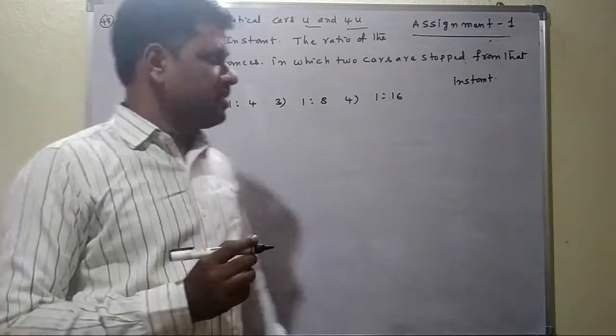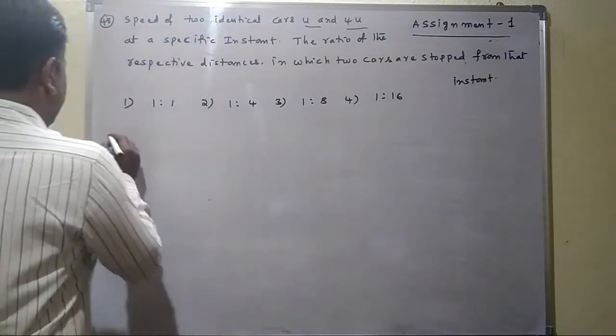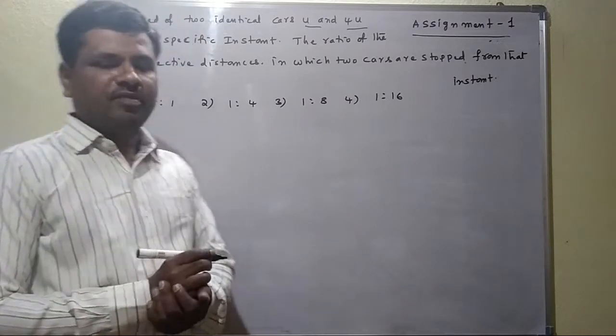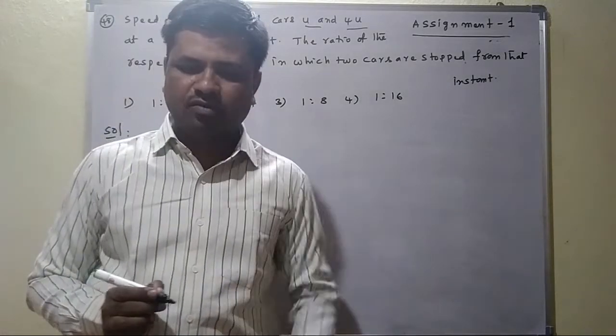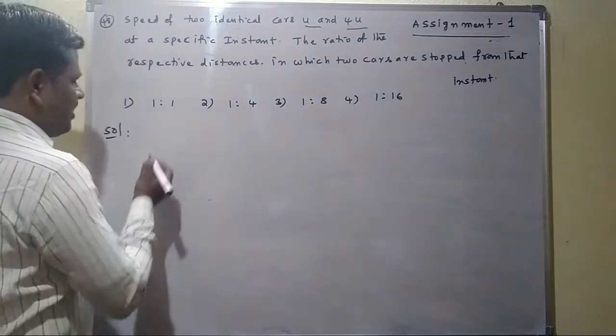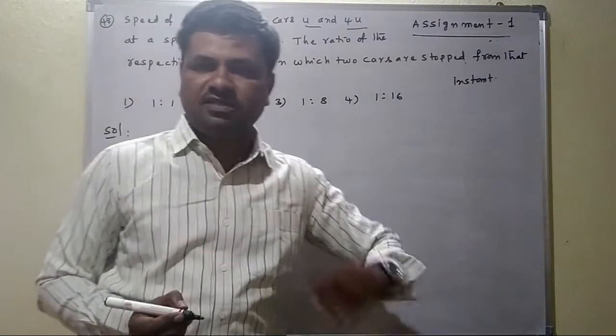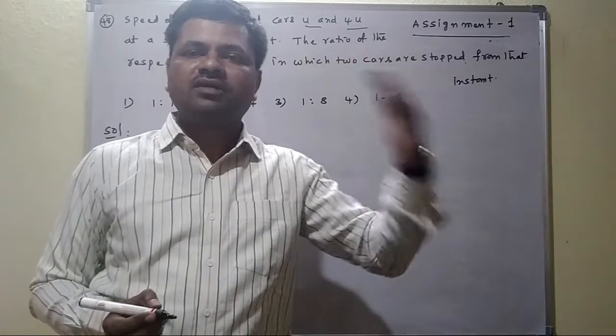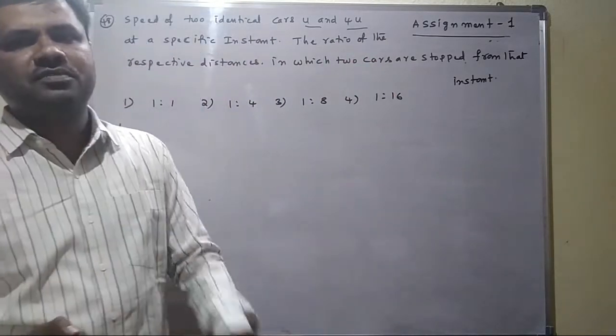Now, how do we find that distance? Stopping distance means the final velocity is going to be 0. The car is moving with a certain velocity, so an initial velocity is there. After it is stopped, the distance covered is called the stopping distance. At that point the velocity becomes 0.